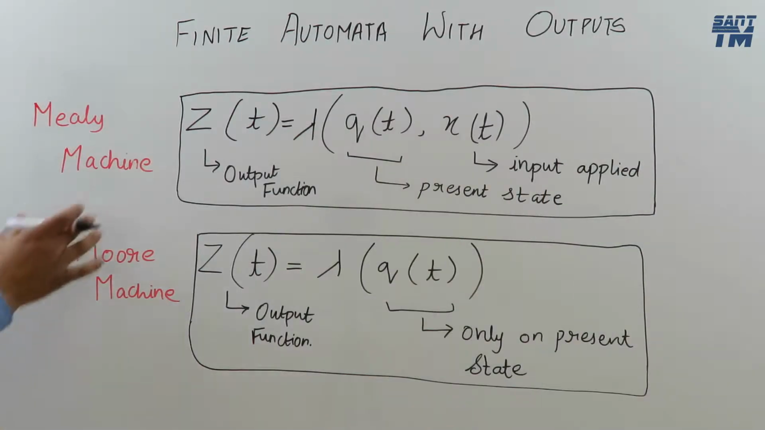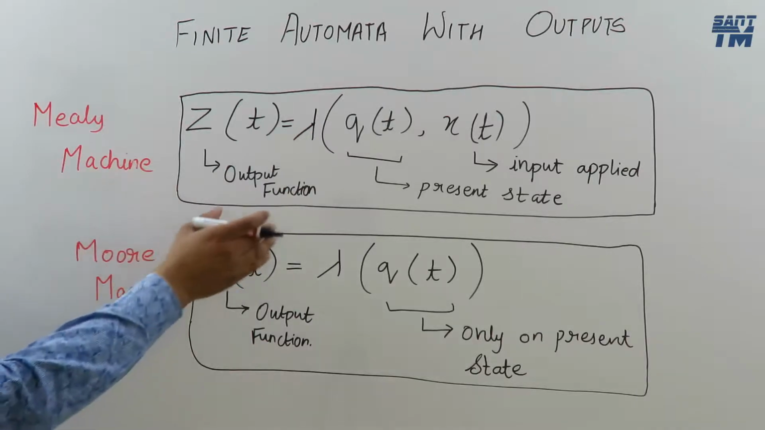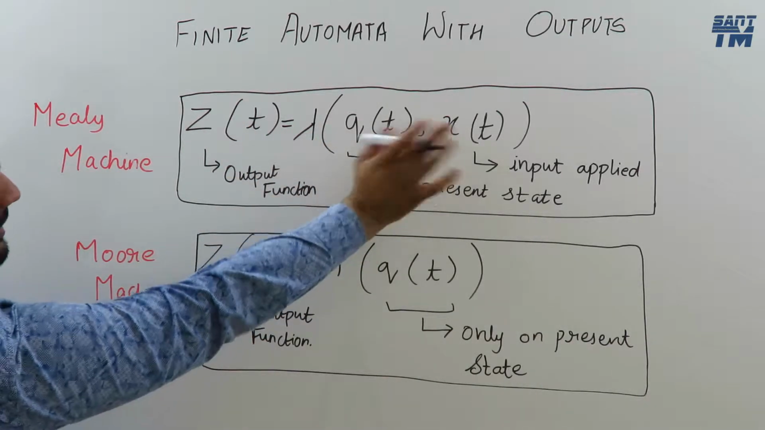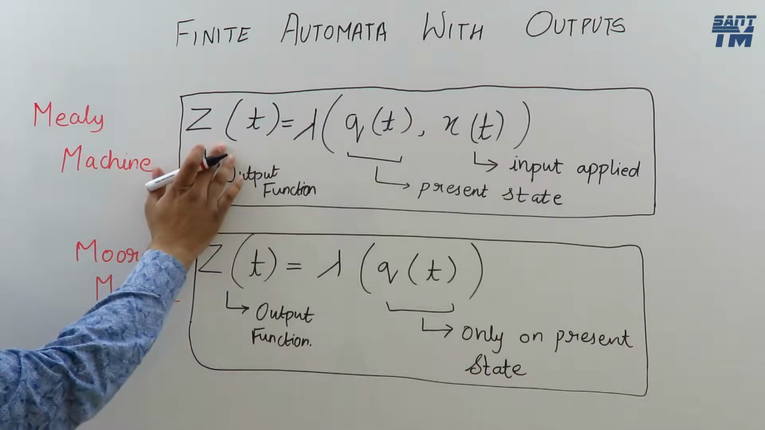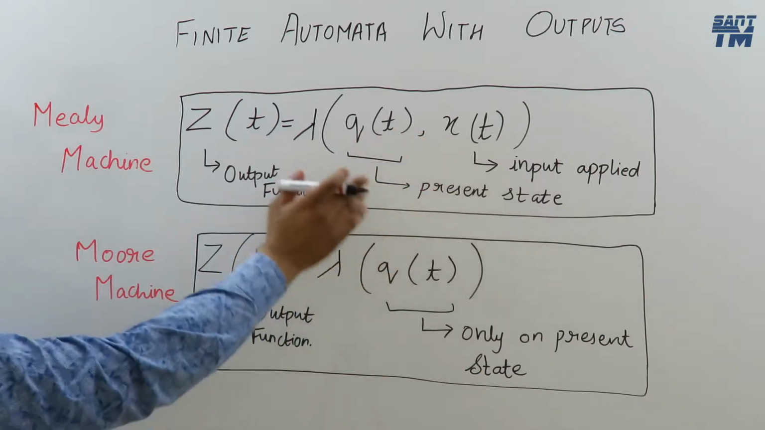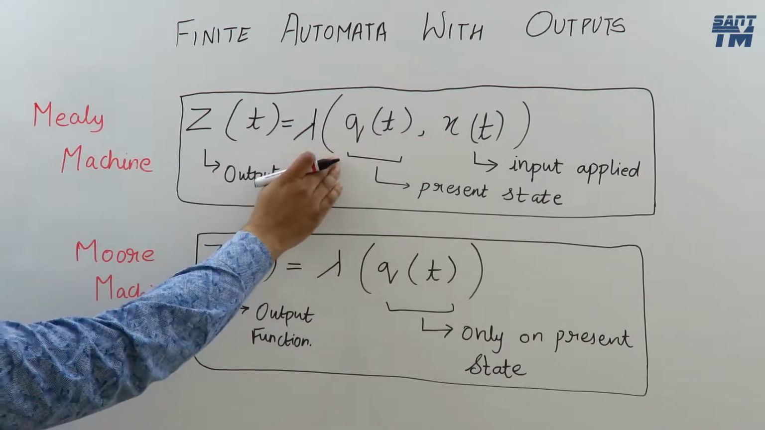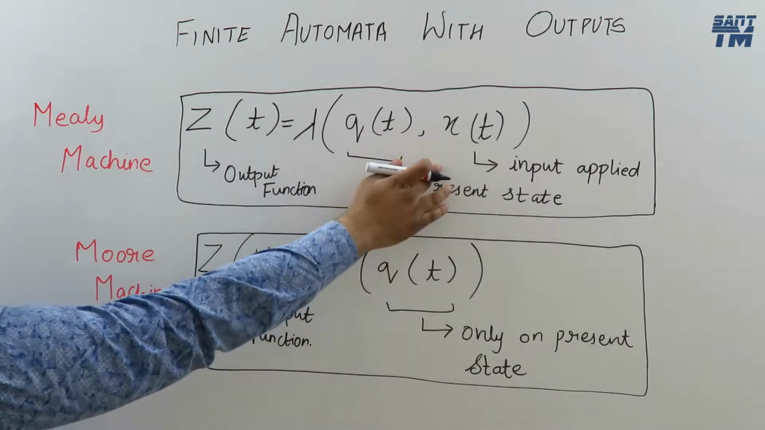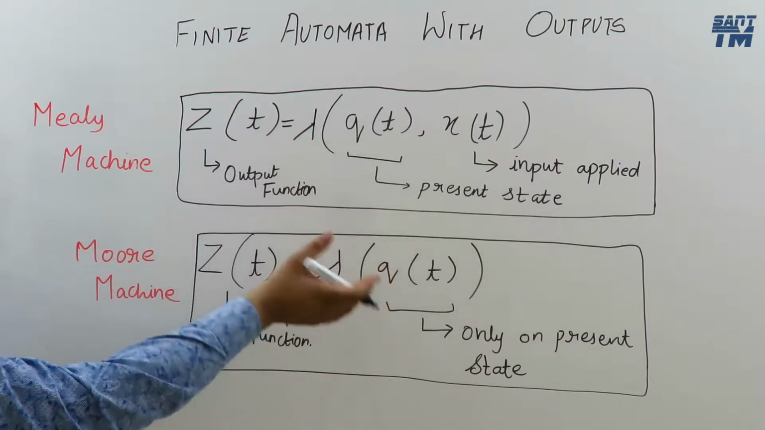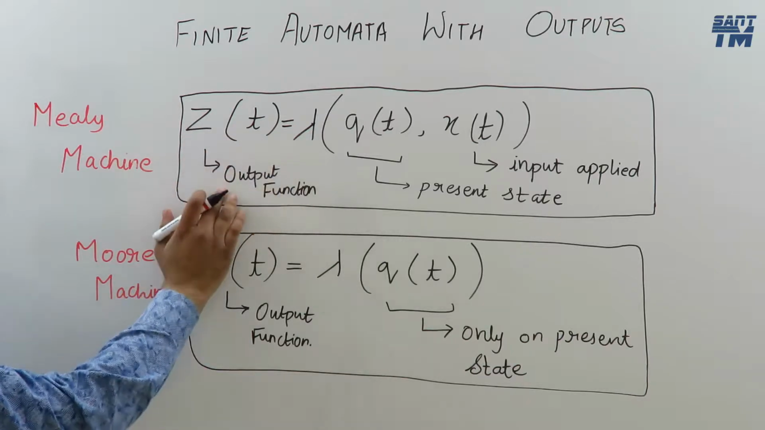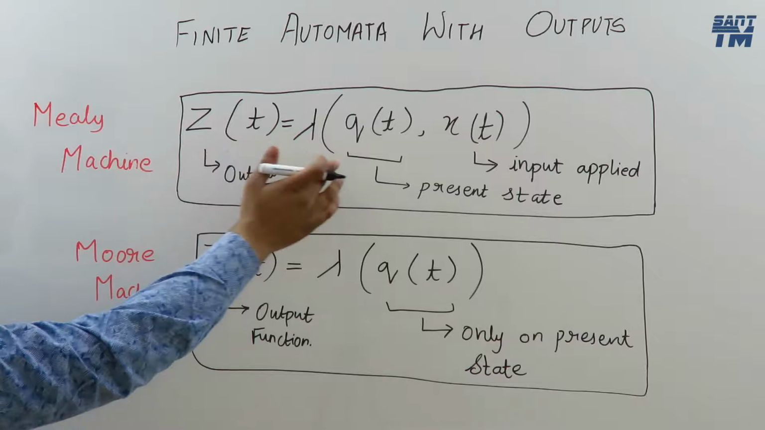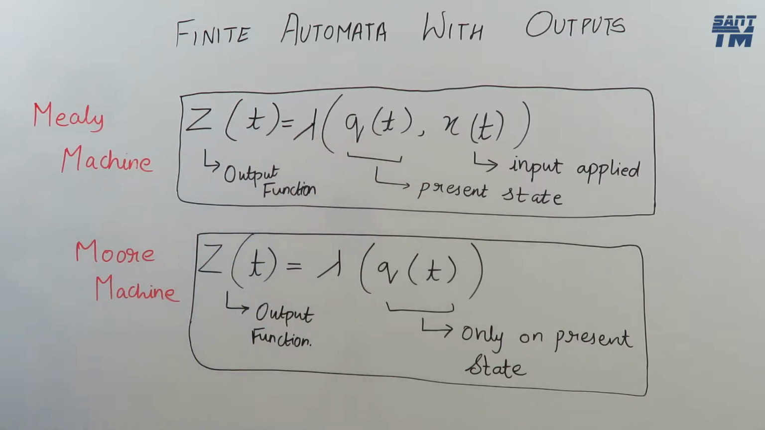Now in the Mealy machine model of finite automata, our output is dependent on the present state as well as the input symbol. This is the output function. That means whenever the machine is in one state and an input symbol is applied on that state, it will move to another state. This is how this statement is read. This is the output function that denotes what kind of output we are going to get. So the output is dependent on the present state as well as the input symbol applied.